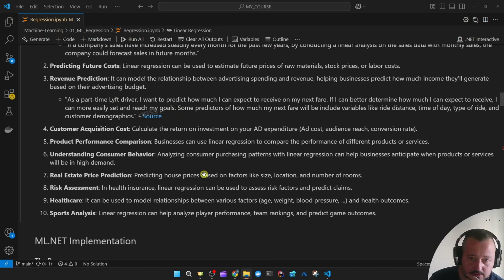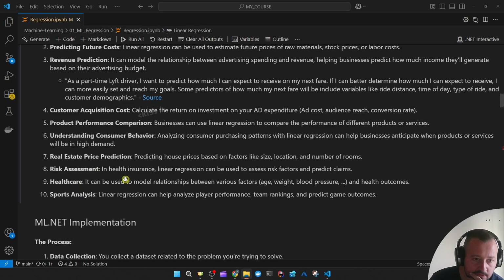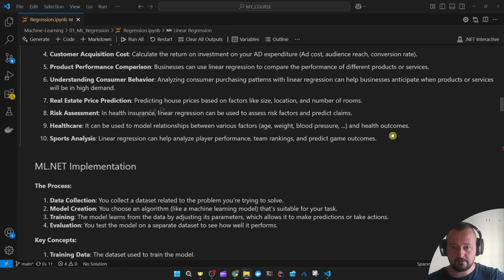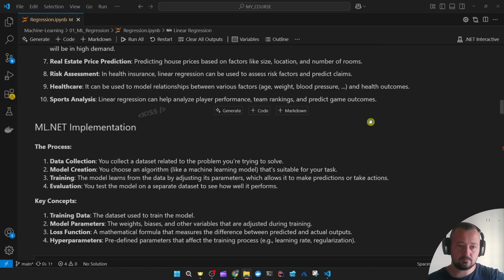Okay, then there's a whole list. In healthcare, that's also a common example, for instance, based on your physical features, your age, your weight, you could predict the blood pressure or the risk of certain health issues. Sport analysis: player performance, team rankings, game outcomes.